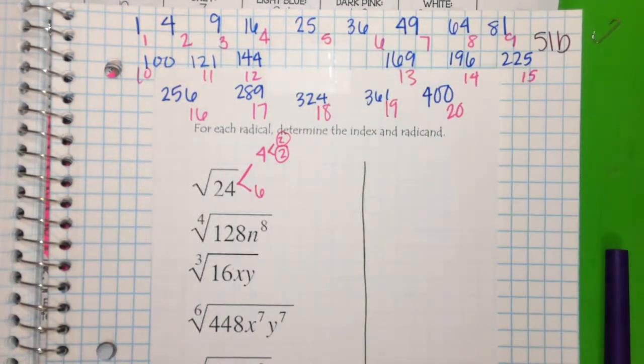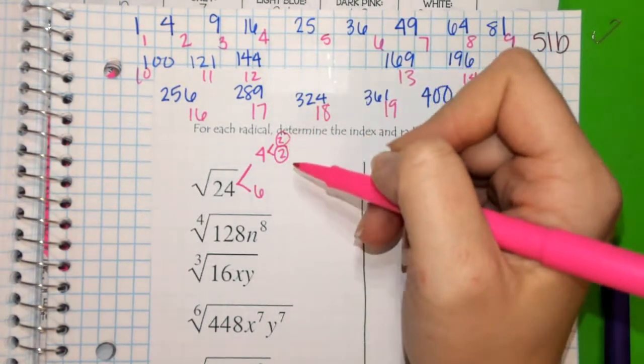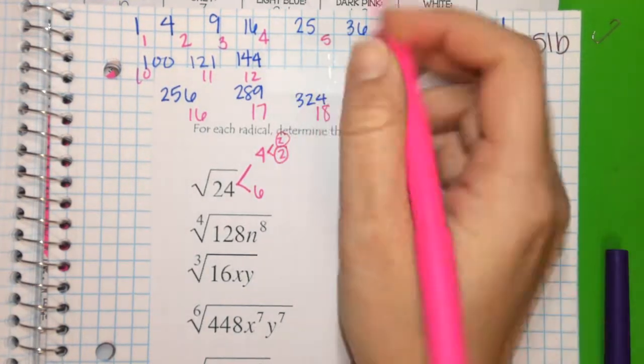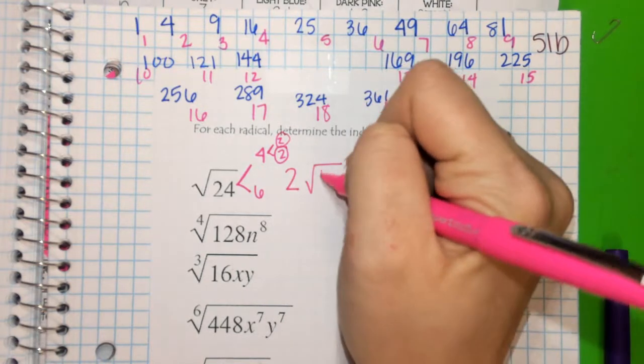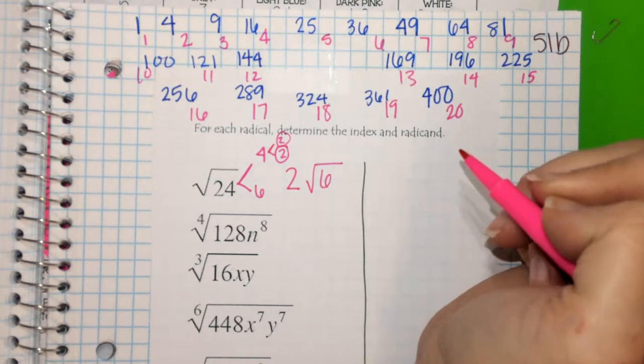Alright, now, do we have 2 of the same number? Yes, we do. So you pull 1 to the outside, and the 6 stays under the house. That's it, you're done.